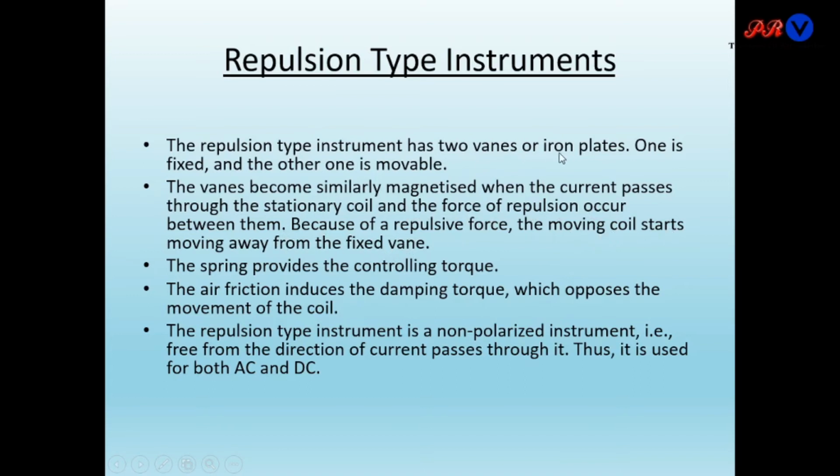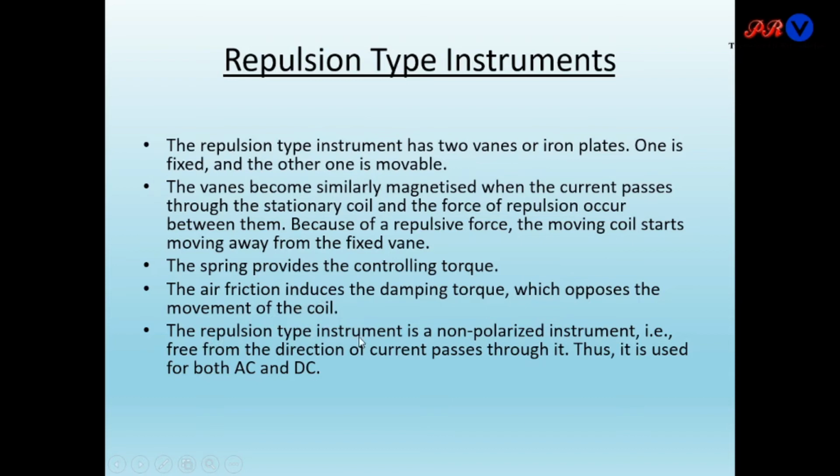So as we are using two vanes here, one is fixed and the other is movable. When we pass the current through this stationary coil, these two vanes get similarly magnetized, meaning they will now have a force of repulsion between them. So the movable arm moves away from the fixed plate. The spring provides the controlling torque. Springs are used for controlling torque. Air friction induces the damping torque. So damping torque is provided by air friction.